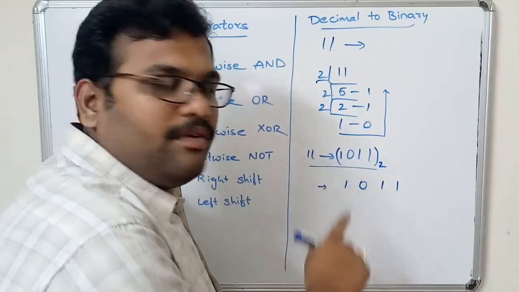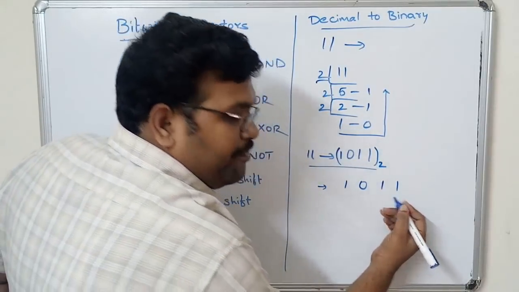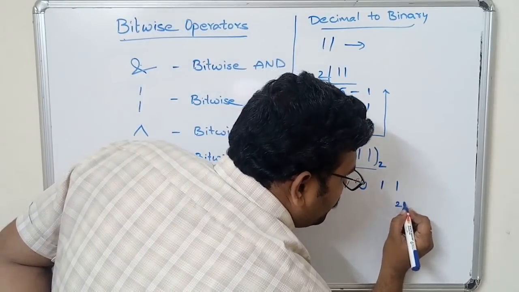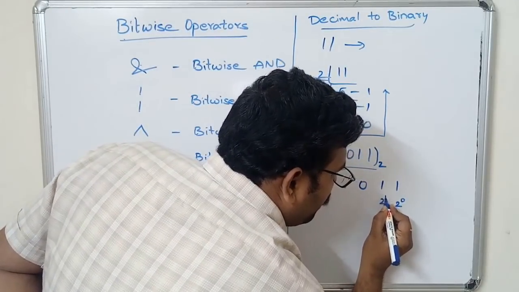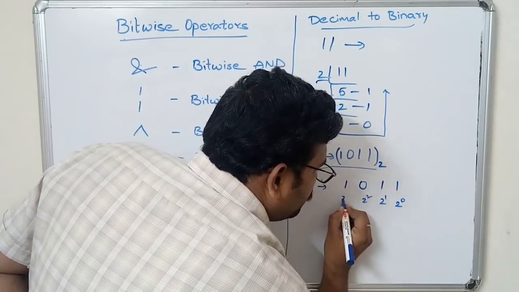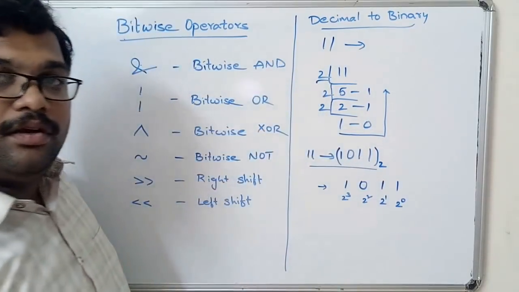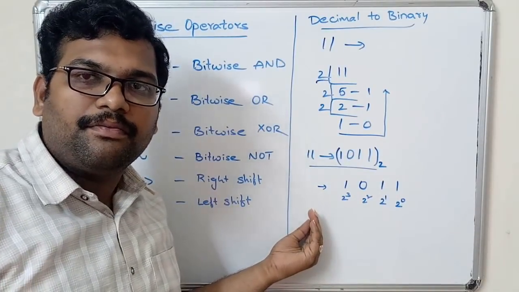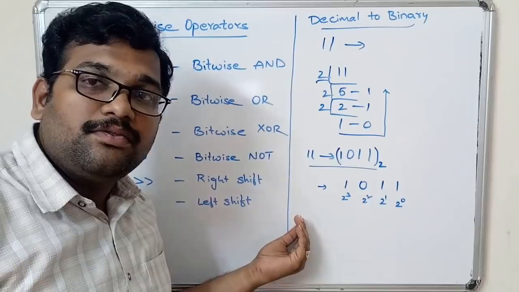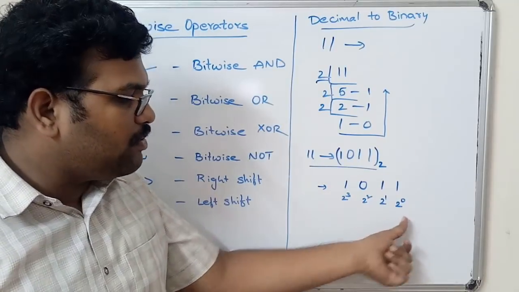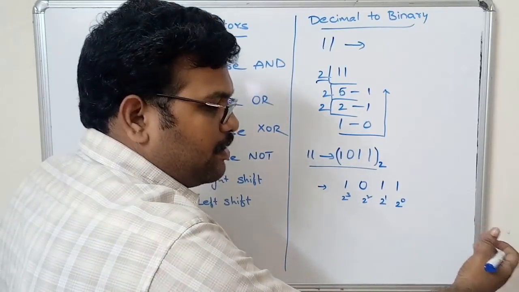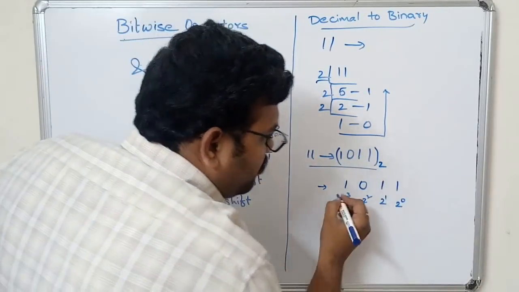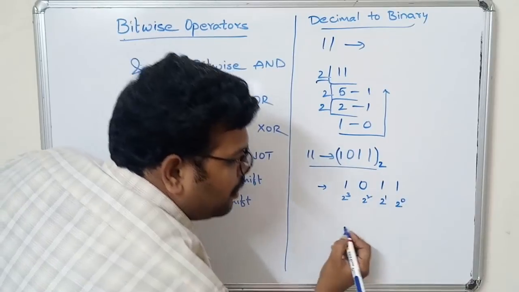How do we get the value 11? From the rightmost bit, this is 2 power 0, 2 power 1, 2 power 2, 2 power 3. If there are 5 bits, 2 power 4; 6 bits, 2 power 5; 7 bits, 2 power 6. Likewise we have to write from right to left. So now multiply this one.